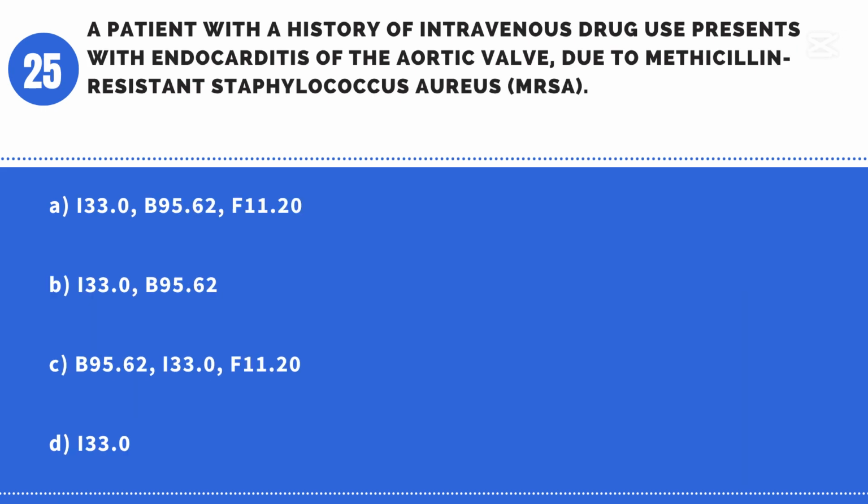Question 25. A patient with a history of intravenous drug use presents with endocarditis of the aortic valve due to methicillin-resistant Staphylococcus aureus, MRSA. A. I33.0, B95.62, F11.20. B. I33.0, B95.62. C. B95.62, I33.0, F11.20. D. I33.0.